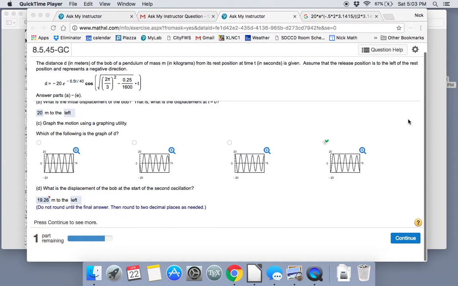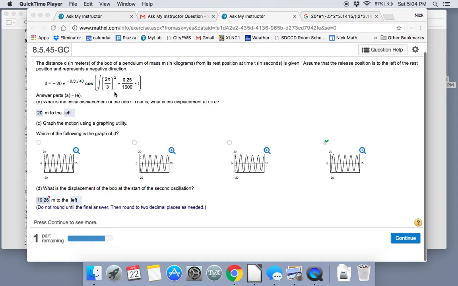Here's a question from one of the challenging problems from 8.5 that was asked this week, and I wanted to help with part D. Basically, you're given this model. It's a model for the distance a bob of a pendulum moves, and the distance is a function of time. As you can see, there's an exponential damping factor, and this cosine part is what does the swinging back and forth.